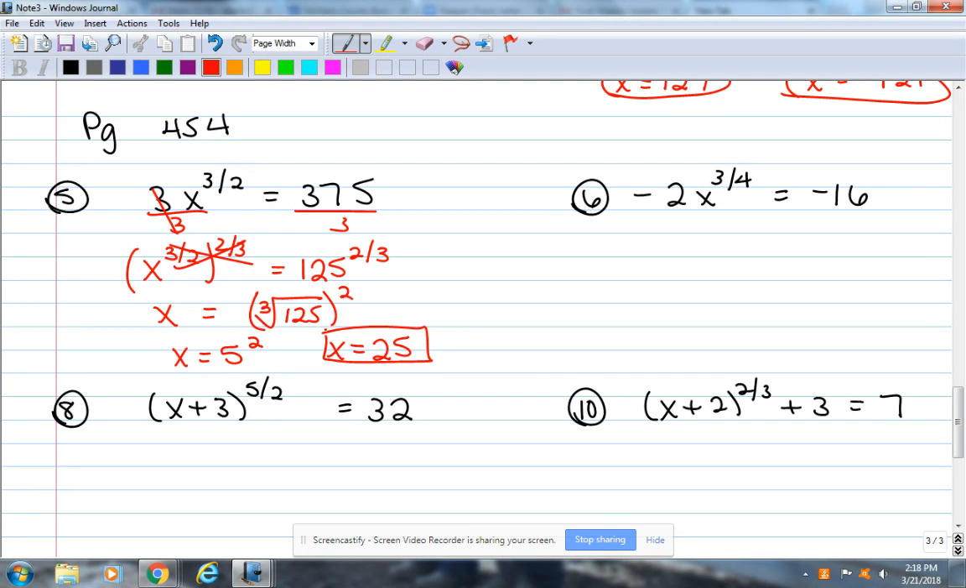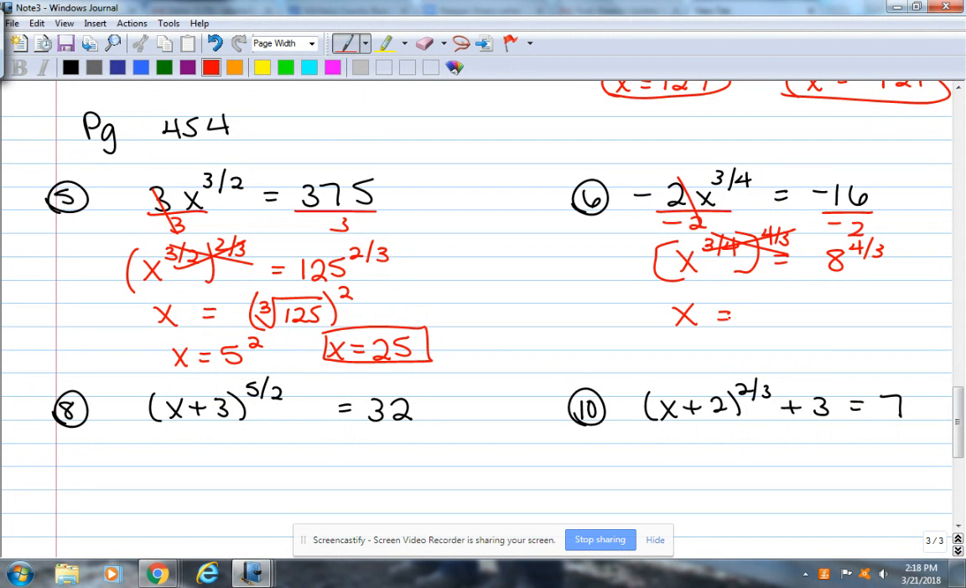So number 6, same thing. Divide and then get rid of your rational exponent. So how do we get x by itself first on number 6? Come on, y'all. You're going to have to talk to me or I'm going to call on names. Divide by -2. So x to the 3/4 power equals what? 8. Now how do I get rid of my 3/4 power? Raise it to the 4/3. And do both sides to the 4/3. So those cancel, leave me with x.